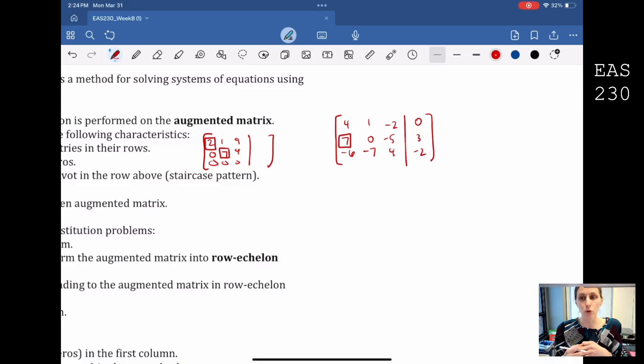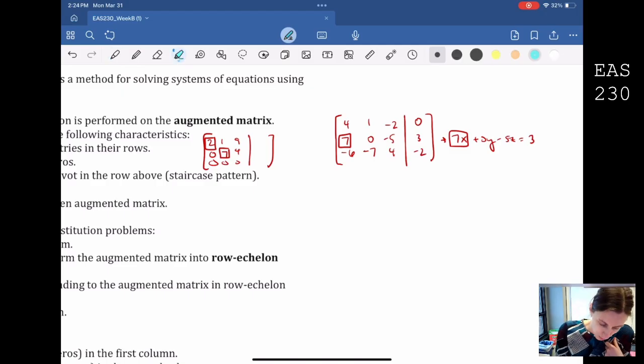I'm going to try and remove, so note this comes from 7x plus 0y minus 5z equals 3. I'm going to go ahead and try to use one of these other equations so that when I add it to 7 here, it disappears. In order to do that, I'm going to go ahead and multiply row 1 times 7.